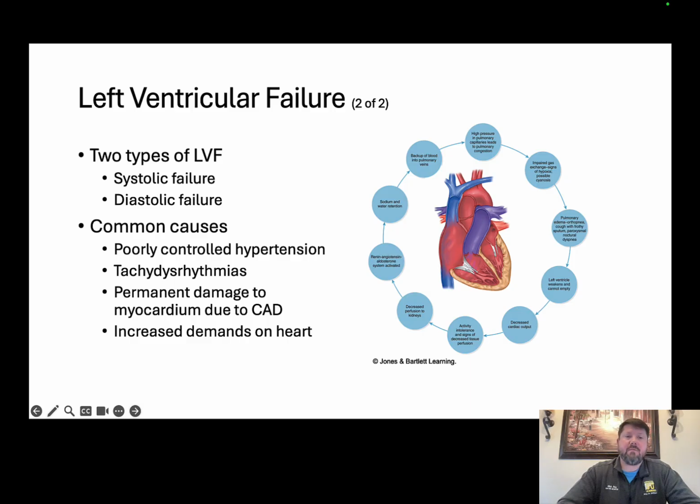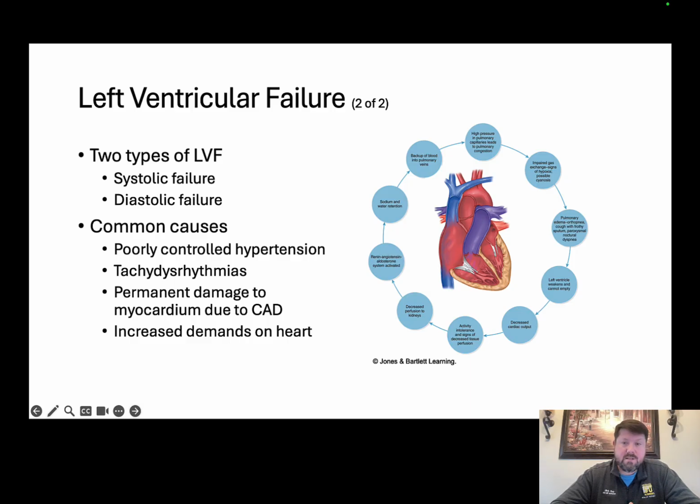There are two types of left ventricular failure. You've got systolic failure. This is when the left ventricle is weak and has trouble pumping out all of the blood in the chamber to the body. Or diastolic failure. This is when the left ventricle contracts normally but has become stiff, impeding its ability to relax and fill with blood between contractions.